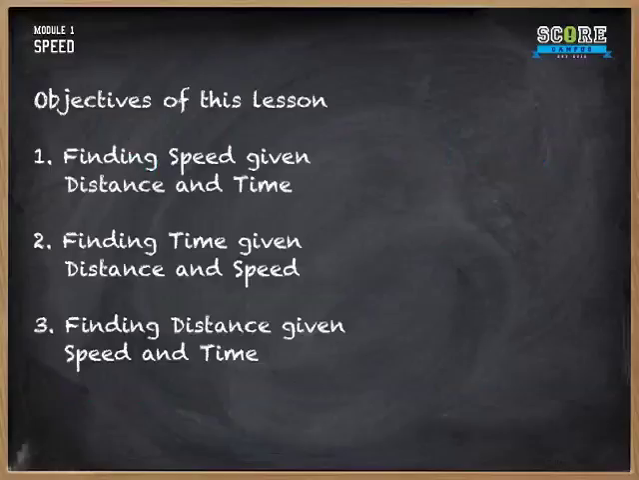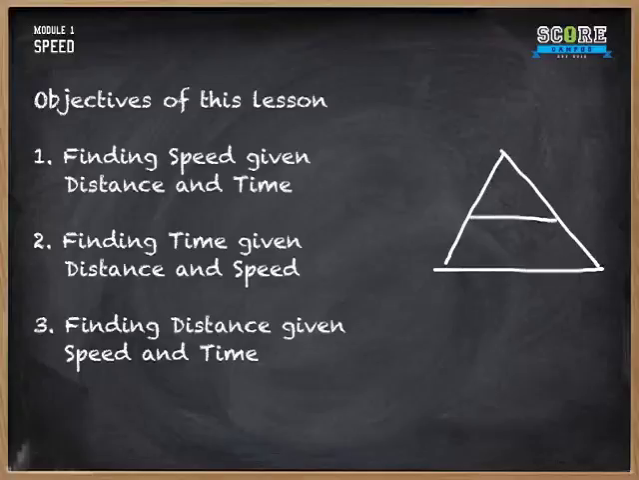Alright, students, these are the objectives of this lesson, and I'm going to draw this amazing triangle called the DST triangle, and I'm going to show you what this is about. Okay, you see that? Okay, D, S, and T. D stands for distance, S stands for speed, and T stands for time. And look at the three objectives over here.